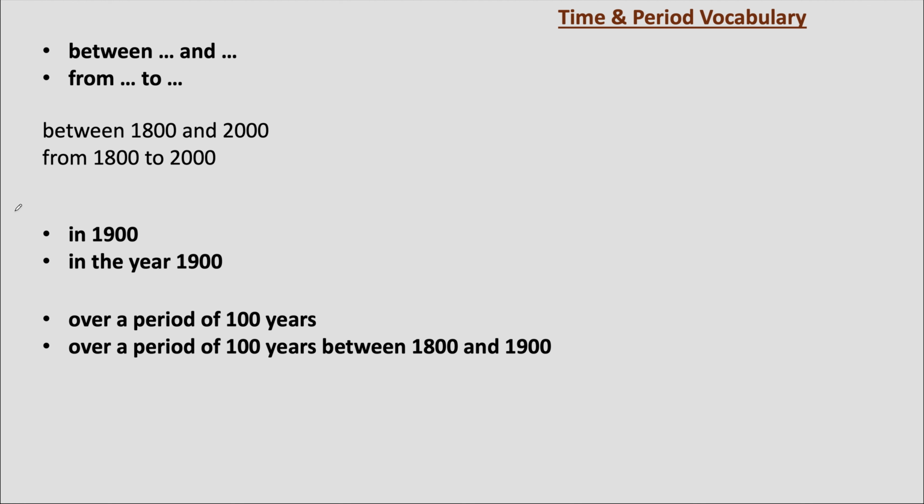Let's talk about time and period vocabulary. Whenever years are given in the question, there are two simple ways to mention a time period: between and from to. When one single year is mentioned, instead of saying in 1900, we can also say in the year 1900. Both are fine. Sometimes we want to talk about a longer period of time. We can use phrases like over a period of 100 years or over a period of 100 years between this and this year. Don't overuse the longer phrases. Using them once in a task 1 answer is enough.